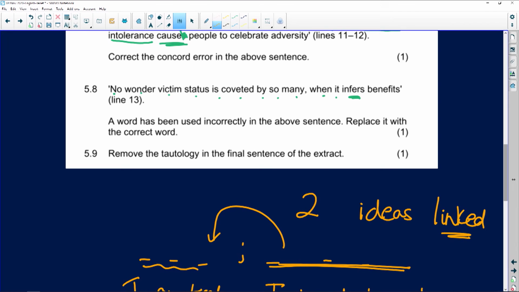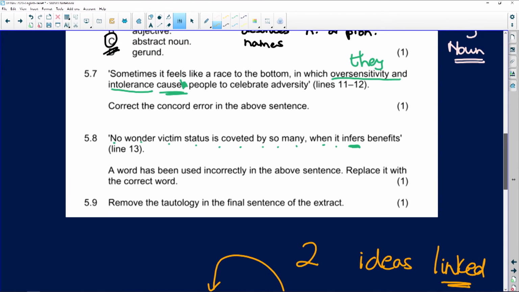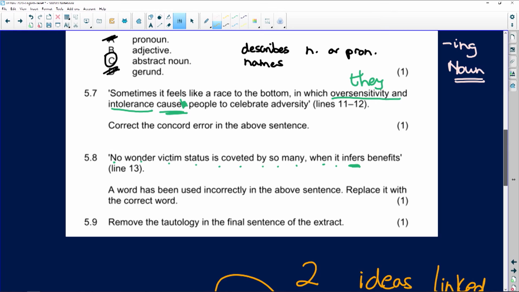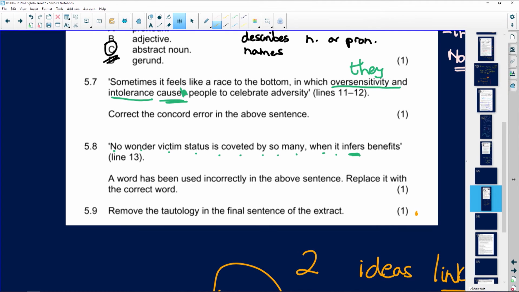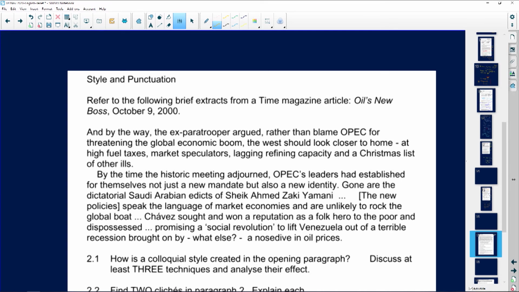Right, now we've got to remove tautology in the final sentence. Is this the final sentence? I'm not sure what it is. I'm not sure what my final sentence is. Okay, I'm just going to leave that because I don't know what I'm up to there. Whoa, this is too long. I've got 5 minutes. Let me see what else I've got.